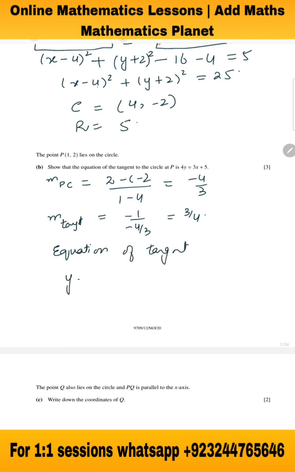is equal to y minus, this is the point on the circle, y minus 2, which is equal to 3 by 4 times (x minus 1). 4y minus 8 is equal to 3x minus 3. 4y is equal to 3x plus 5.